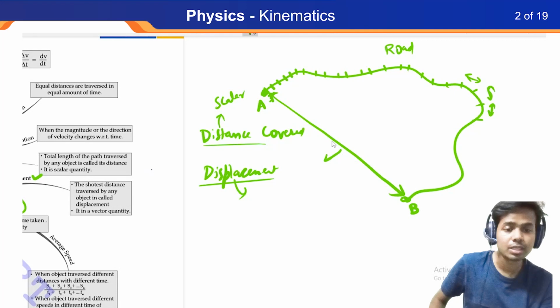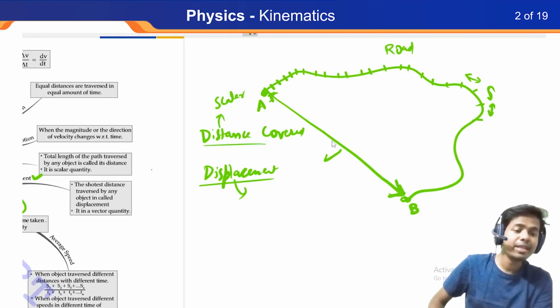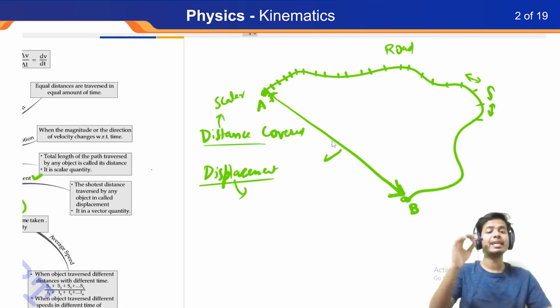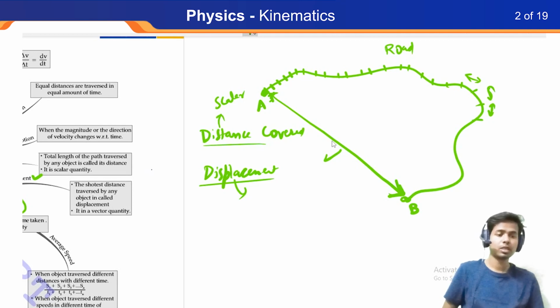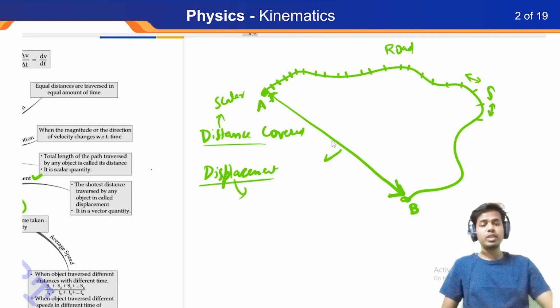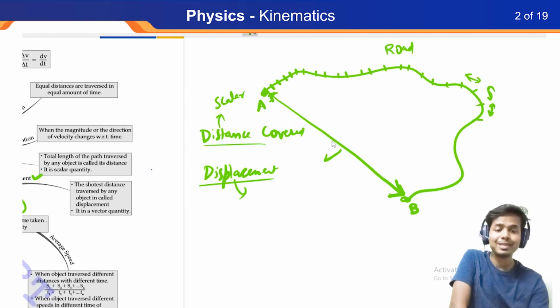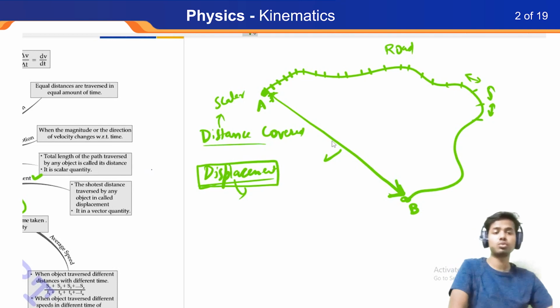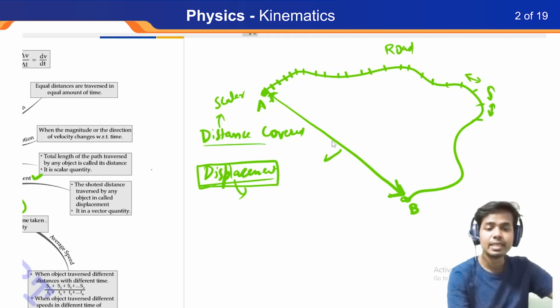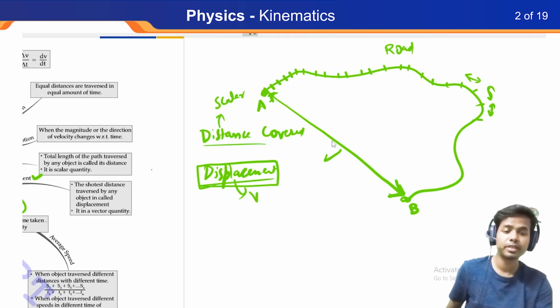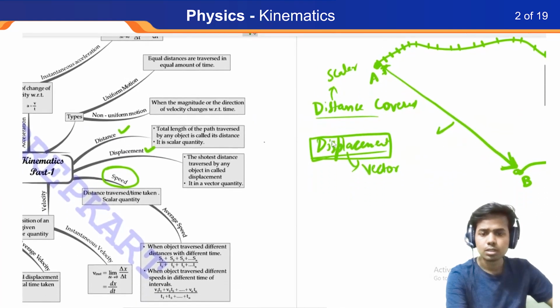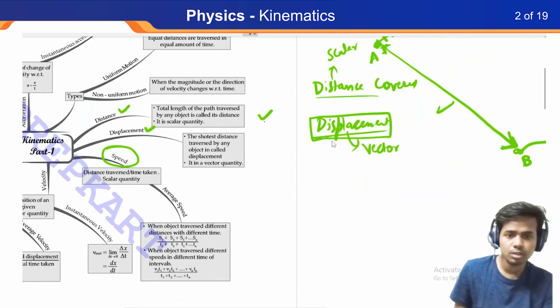If you are in this direction, the pointing direction tells you in what direction you have moved finally, or what is the final position of the particle with respect to the initial position. That is called displacement. All right, so I hope we know the basic difference between distance and displacement. This is a vector quantity, of course, because it has some direction associated with it. Now we are done with these things.